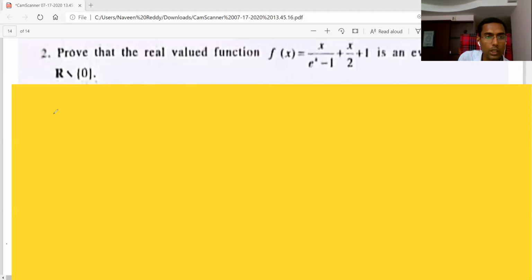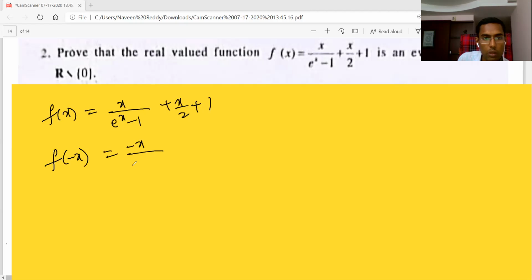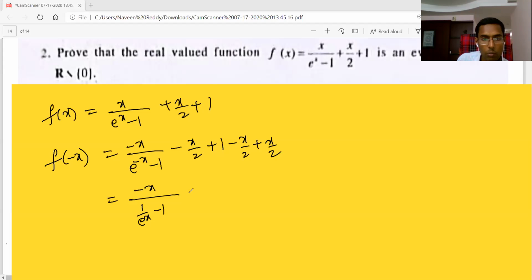Okay, some small logic is there. What is that logic? F of x is given as x by e power x minus 1 plus x by 2 plus 1. F of minus x I need to find out. So that becomes minus x by e power minus x minus 1 minus x by 2 plus 1. So here, if I add and subtract x by 2, then what will happen? Minus x by, e power minus x is 1 by e power x minus 1. Here minus x by 2 minus x by 2, minus x plus x by 2 plus 1.